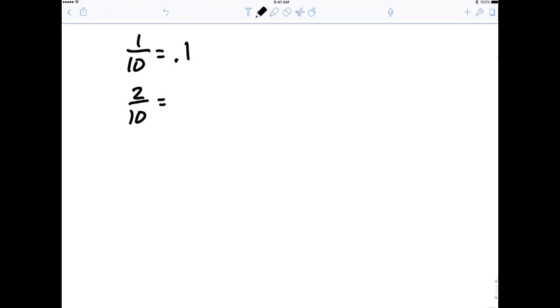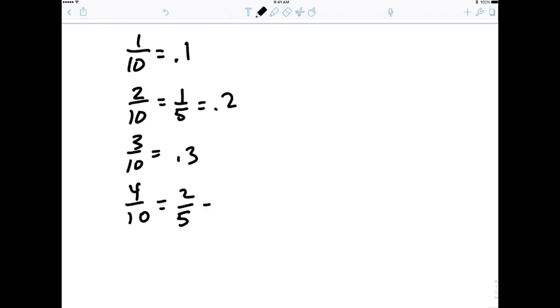2/10 is the same as what? 0.2. But 2/10 reduces to what? 1/5. 3/10 is what? 0.3. 4/10 is what? You're supposed to be recognizing the patterns. But 4/10 also reduces to what? To 2/5. So these are the decimals that I think you should know, and the fractions.